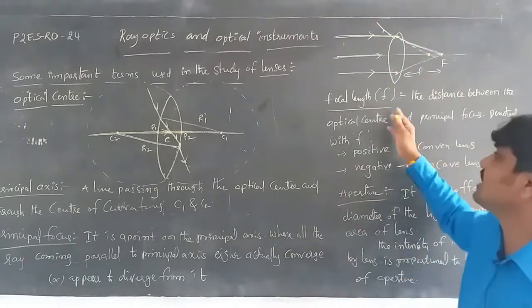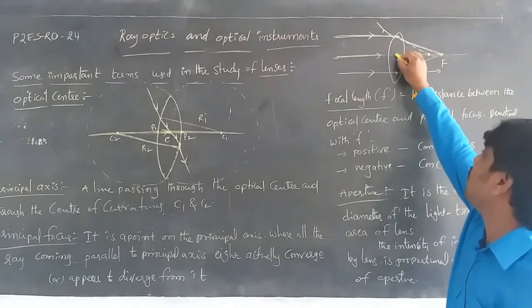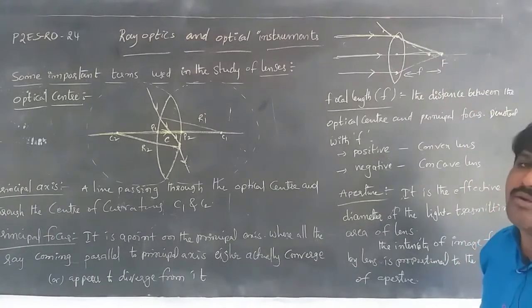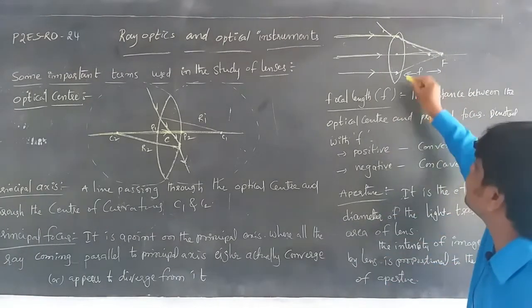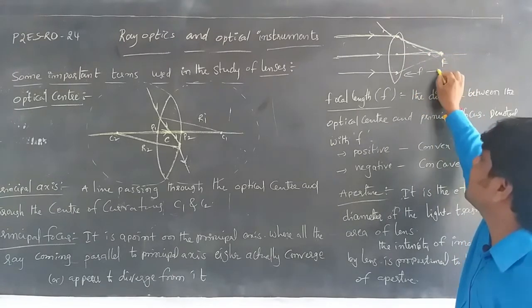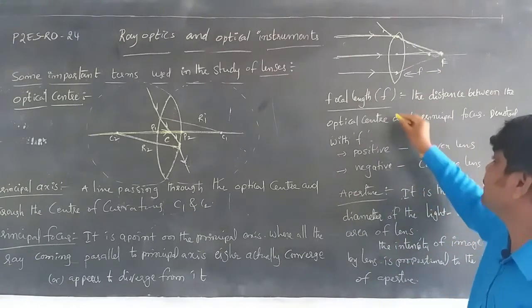One more thing is the focal length. The focal length is the distance between the optical center and the principal focus. This focal length is denoted by a small f.